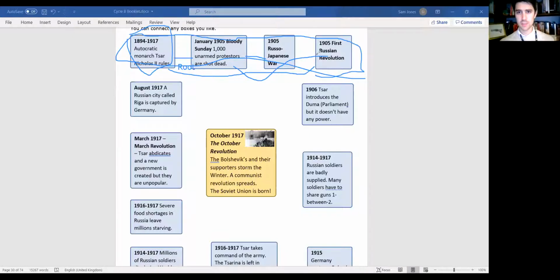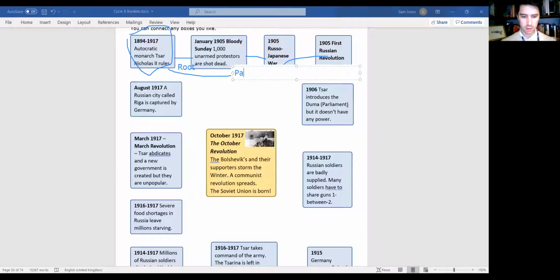That was a bit unneat, wasn't it? Let's try that again. Those, we might say, form our first paragraph. In fact, I'm just going to write it. These might all be paragraph 1, which will be on root causes, because they're things that cause long-term anger, long-term resentment towards the Tsar.